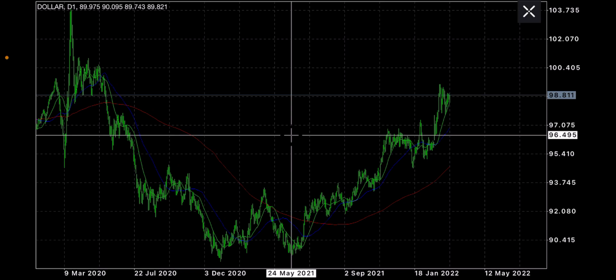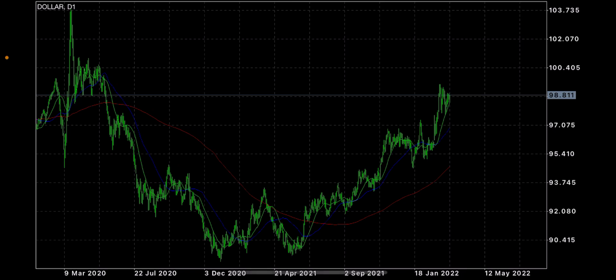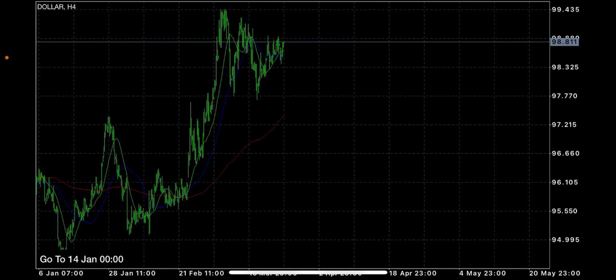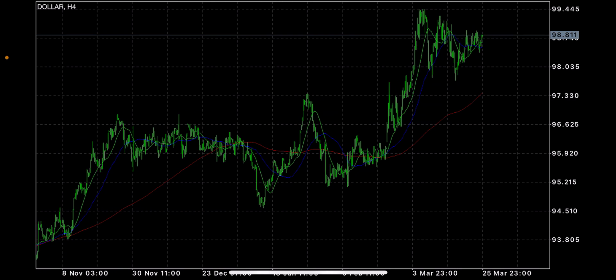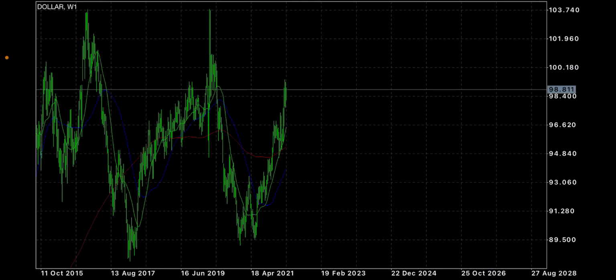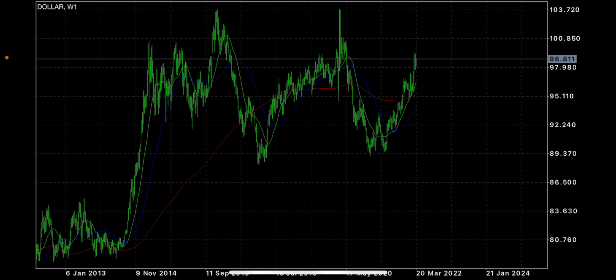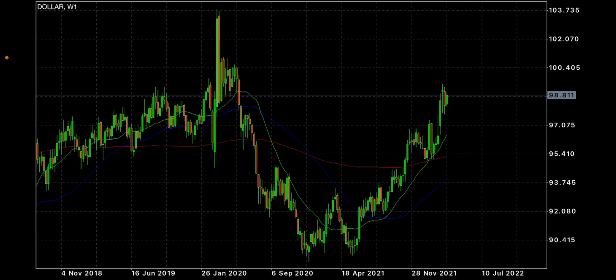Okay. Now, before we get to breaking down the technical analysis of what's going on with the US dollar, let us talk about some of the fundamentals that are affecting the US dollar. First and foremost, we have to discuss inflation. Inflation is taking a heavy toll on the US dollar. It's not been doing so well due to what's going on with inflation.